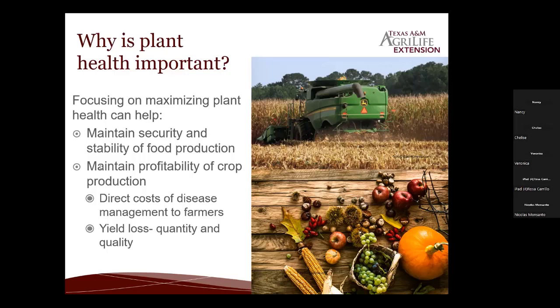So they'll get less money at the grain elevator. So it's not just actual pounds produced, but quality of pounds produced as well.